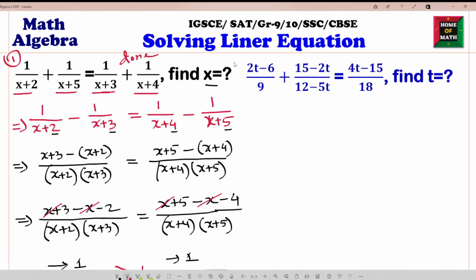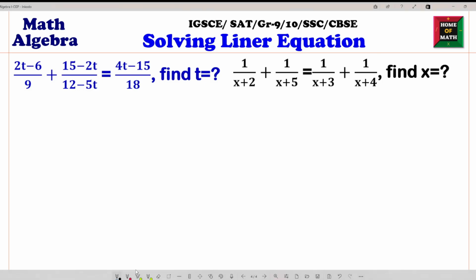Now we will start the second one. Second question here is 3 fractions, and we will simplify and try to find out the value of t. So first one here is 2t minus 6 divide 9 plus 15 minus 2t divide 12 minus 5t equals to 4t minus 15 divide 8. Look, here is 9 and here is 8. First we have to do something with these two fractions.